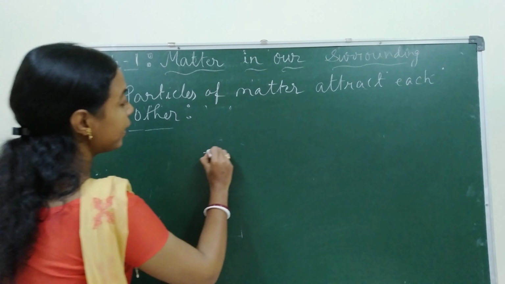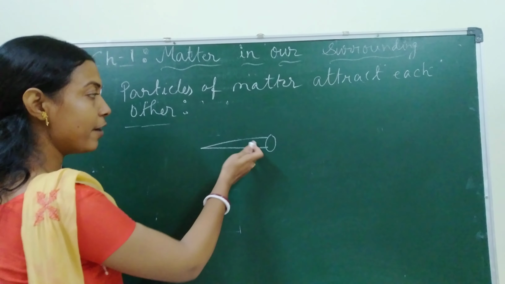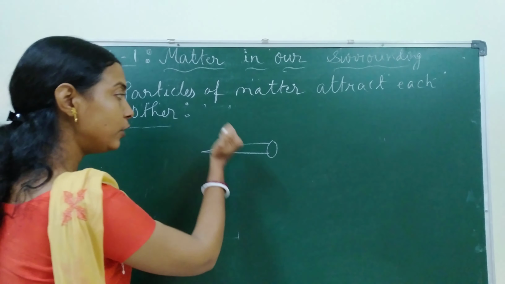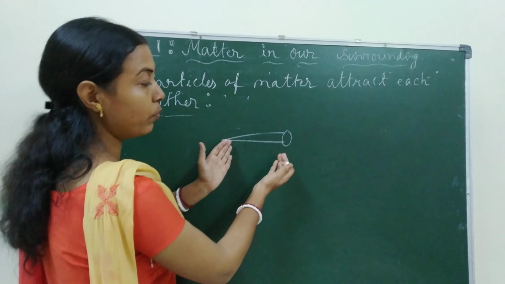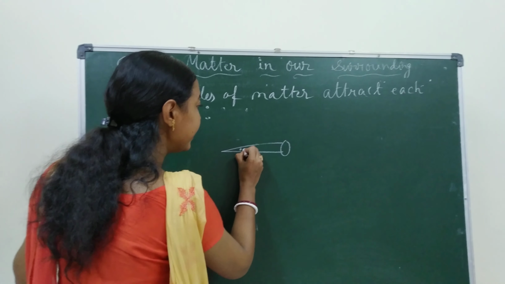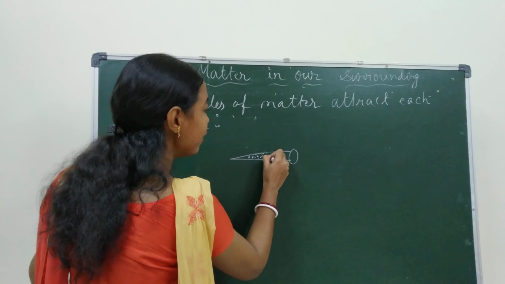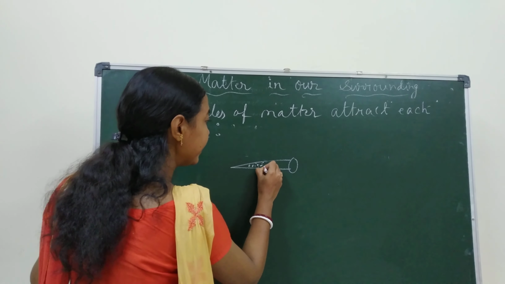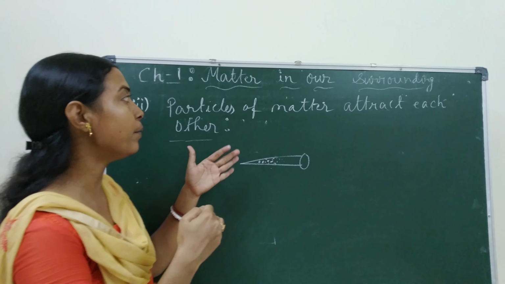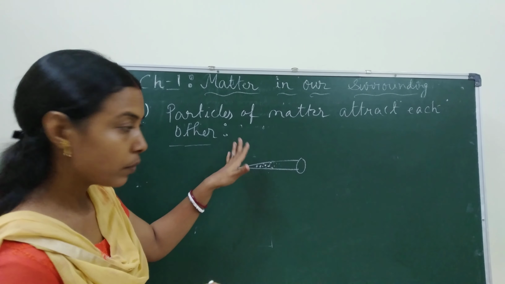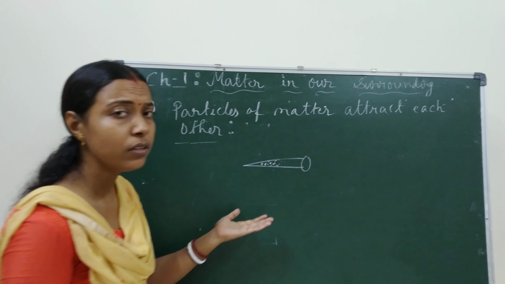Suppose you take one iron nail, made of iron. If you hammer it, the iron nail will not break down. Why? Because the particles staying in the iron nail have more attraction between two particles. Due to this attraction, we can't separate the iron particles. That's why it is not breaking.